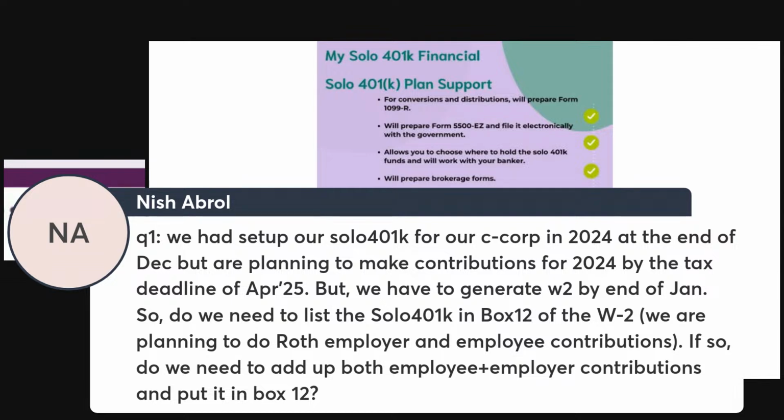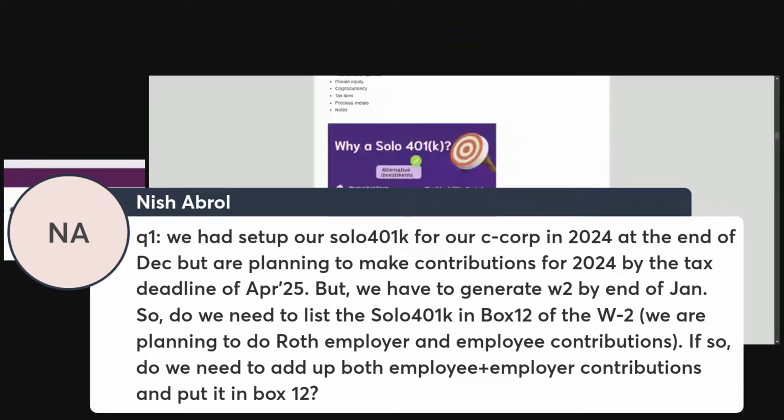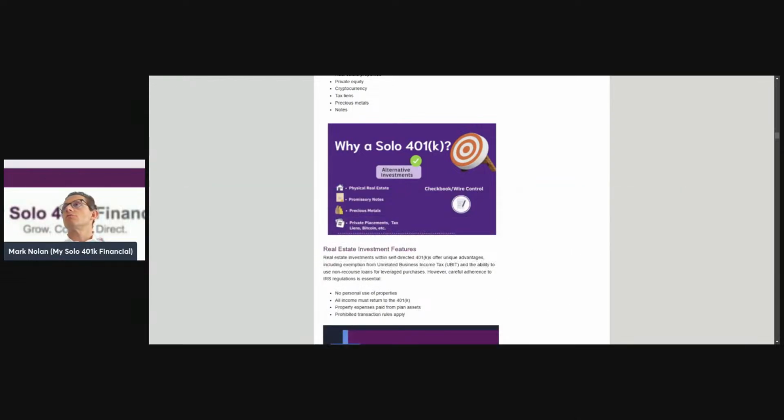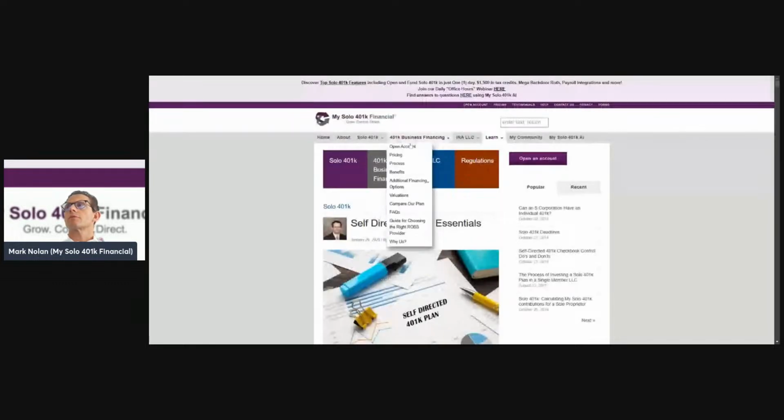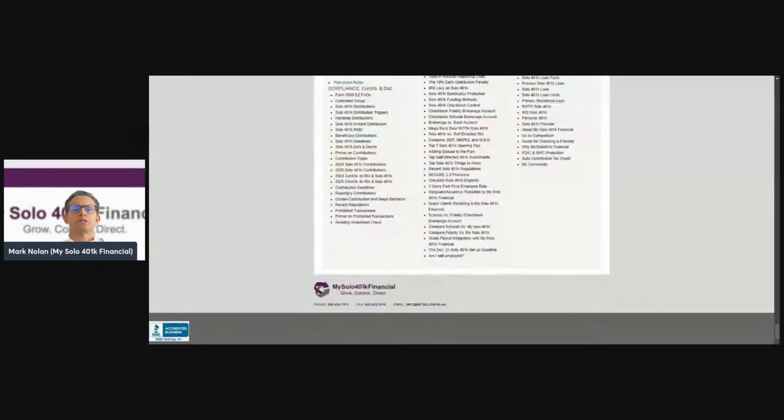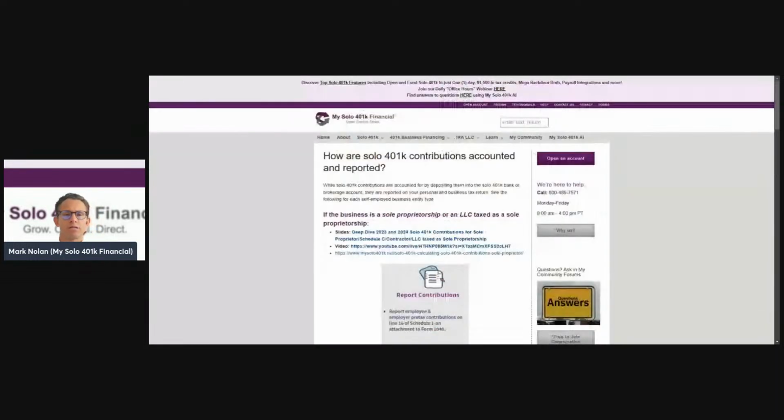Great question. So let me pull up the page from our website that talks about the contribution, where those are deducted. Okay, so let's take a look at that applicable page here, and we'll go over that question. Reporting contributions. So this page on our website is a really good tool. It'll explain how to report contributions for all entity types, including the entity you're talking about, which is a corporation.